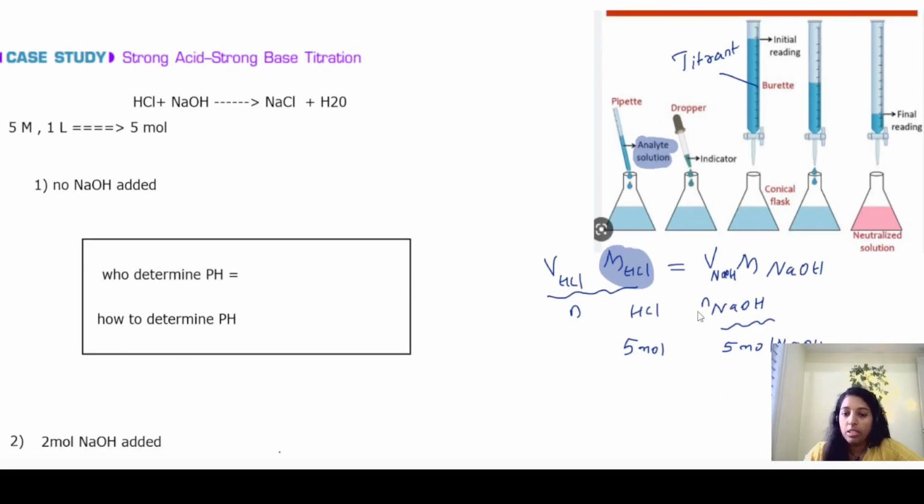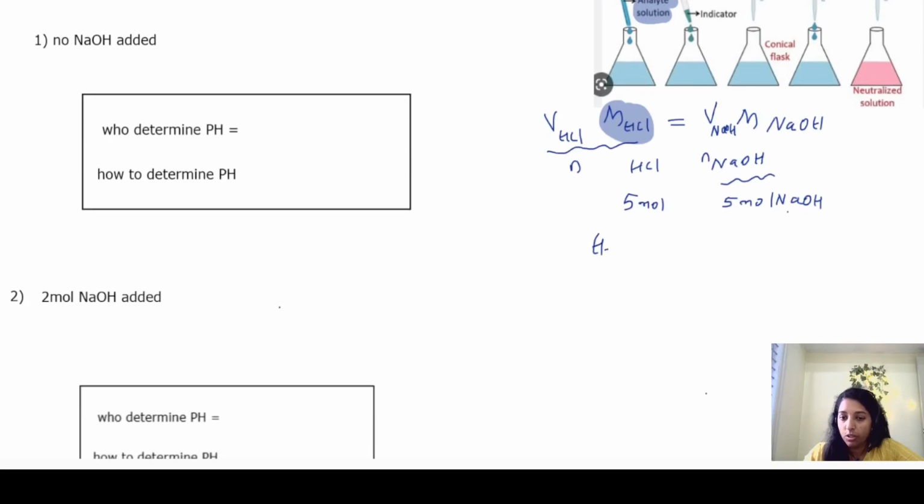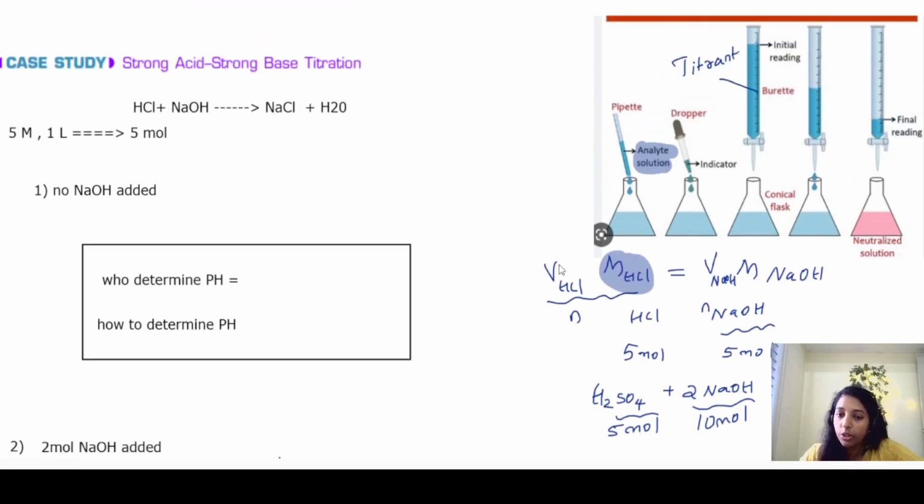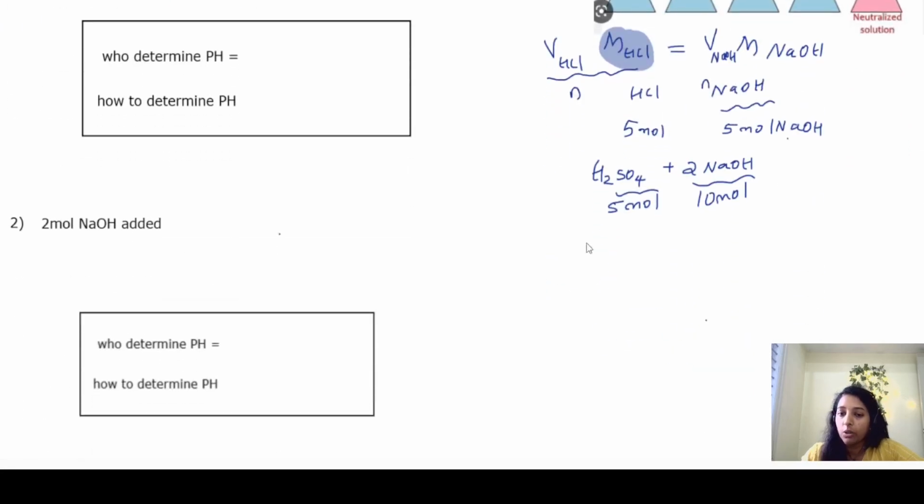Because suppose this is not HCl but H2SO4, then one H2SO4 requires 2 NaOH for complete neutralization, isn't it? So if 5 moles of H2SO4 are there, in order to get complete neutralization, you need 10 mole of NaOH. So do not believe that the number of moles of base is always equal to the number of moles of H2SO4. No, no. That's only possible in a 1:1 ratio. So only for a 1:1 ratio can you use M1 V1 equals M2 V2.